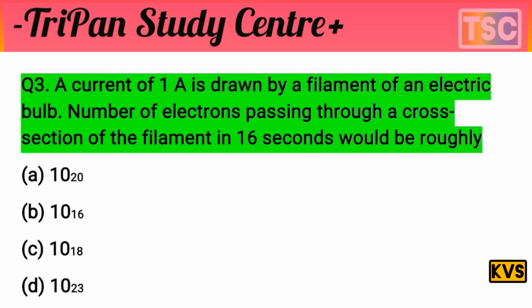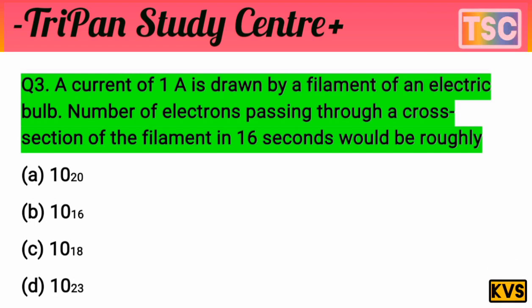The next question is important. A current of 1 ampere is driven by the filament of an electric bulb. The number of electrons passing through the cross section of the filament in 16 seconds would be roughly: A, 10 power 20, B, 10 power 16, C, 10 power 18, D, 10 power 23.